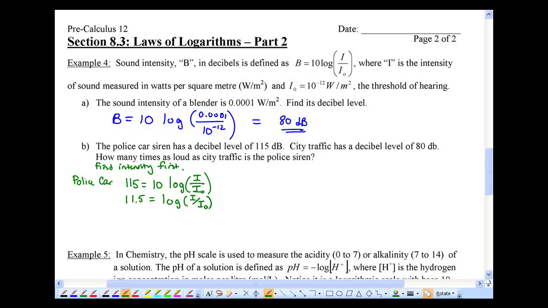And then we're going to rewrite this in exponential form. Remember, log is log base 10, so that's 10 to the power of 11.5 equals I divided by I naught. I'm going to move the I naught to the side, so 10 to the power 11.5 times I naught equals the intensity. Just going to quickly box this because we'll use that again, but this is the intensity of the police car.